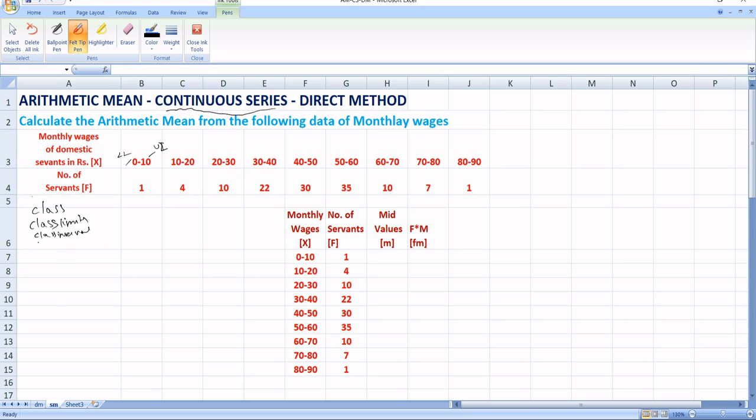And mid value. What is the mid value? Mid value means the center value. Say for example, if you add 0 plus 10 by 2, we will get the mid value. So 0 plus 10 is equal to 10, isn't it? 10 by 2 is equal to 5. 5 is the mid value. In the same way, let me discuss another example. 10 plus 20 is equal to 30. 30 by 2 is equal to 15. 15 is the mid value. In that way, it is the value lying halfway between lower and upper limits of a class.